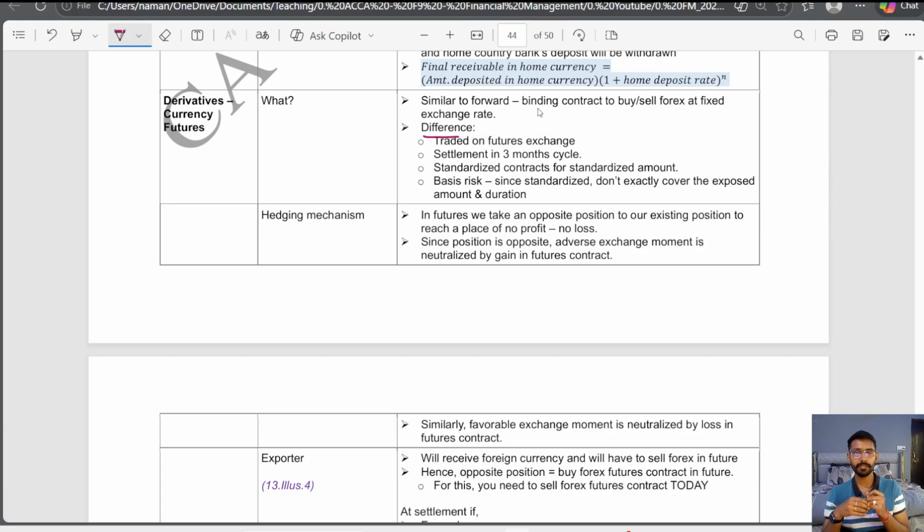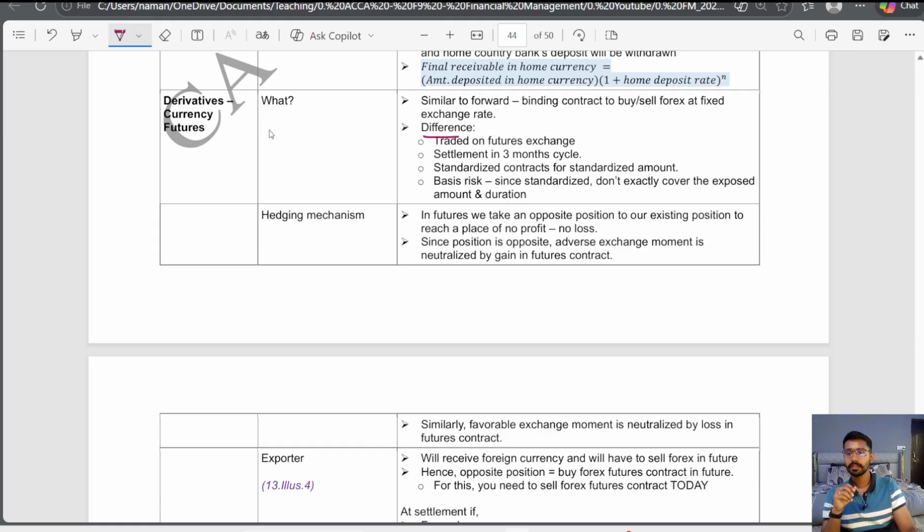They are for the same purpose. They finalize a predetermined exchange rate for a future date. But they are traded on a futures exchange. The settlement happens on a three-month cycle, so they are not for a custom period. Also, the contract size is very standardized.